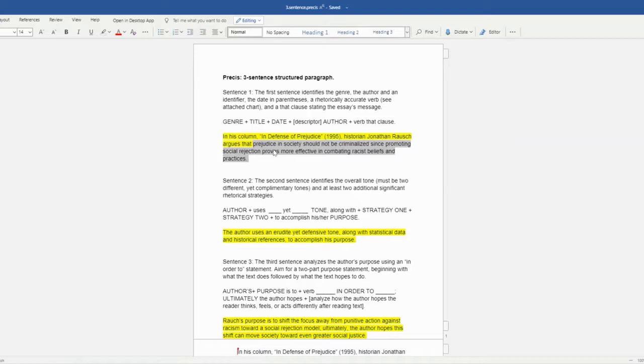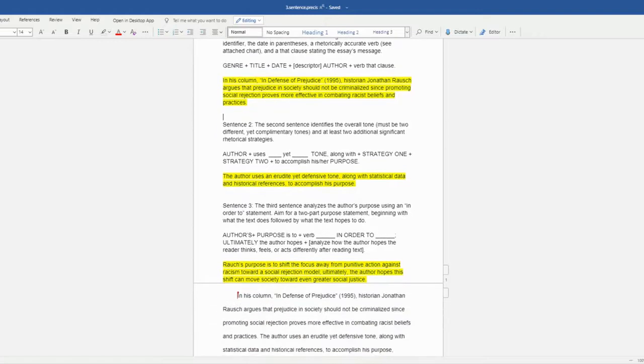Now make sure that you are specific in what that message is. Don't just state what the topic is. Make sure that you identify what the author has to say about that topic, what their point is, not what it is they write about. That would be the topic.